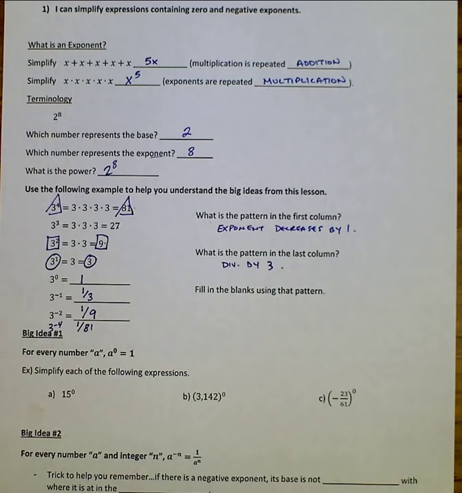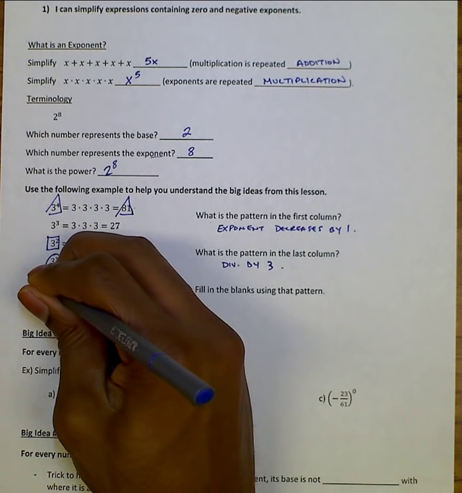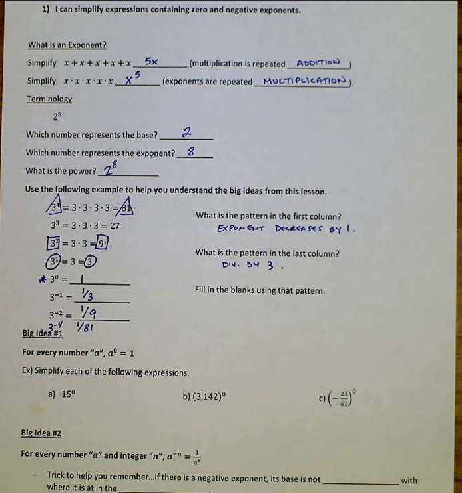Alright, so also, big idea here. 3 to the 0 power is 1. We used 3 to show our pattern, but no matter what number we use, if we used 5, if we used 2, if we used 176, when we look at this pattern, anything to the 0 power would go back to 1. So that's our first big idea.